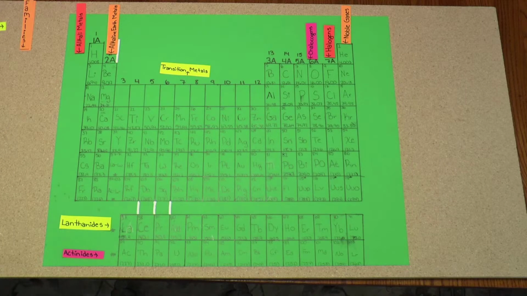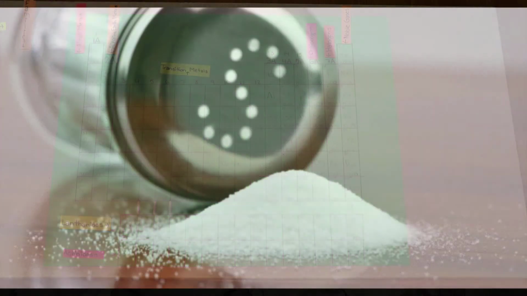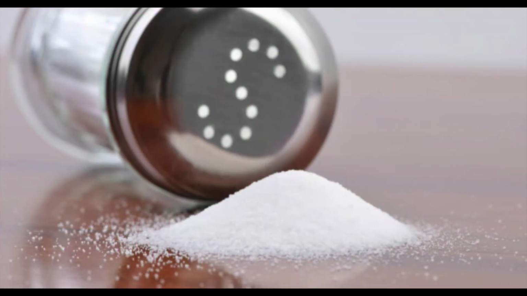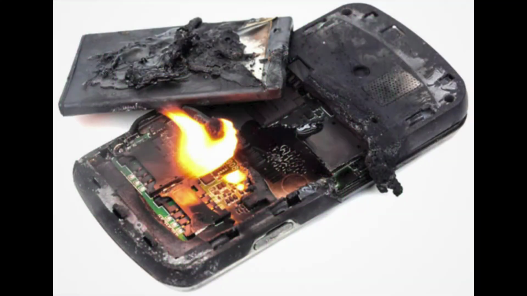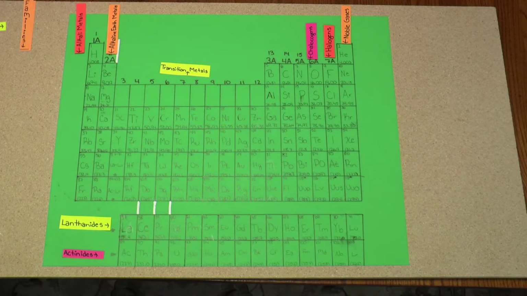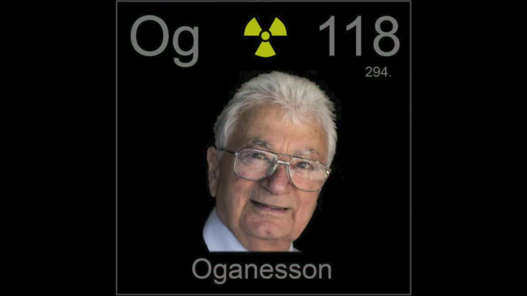Now, some of you are probably wondering how this relates to everyday life. Well, let me tell you. Your everyday table salt is consisted of sodium chloride, and lithium is in the batteries of your cell phones. Fun fact, only 2 people have had elements named after them while they are alive. The only one still alive today is Yuri Ognesian.